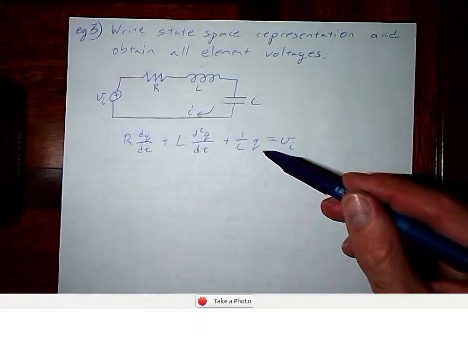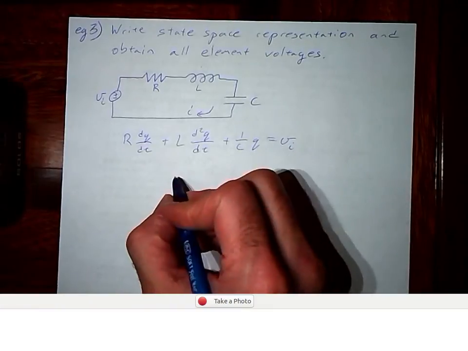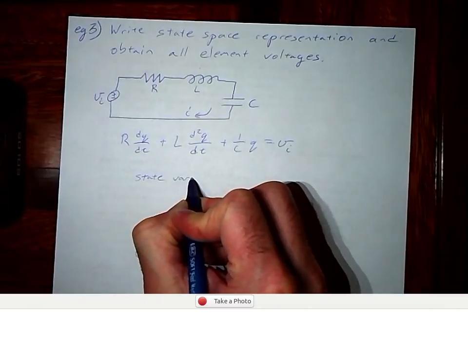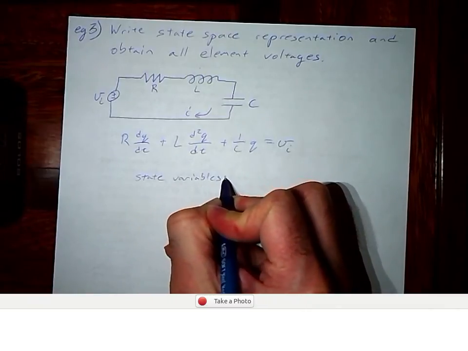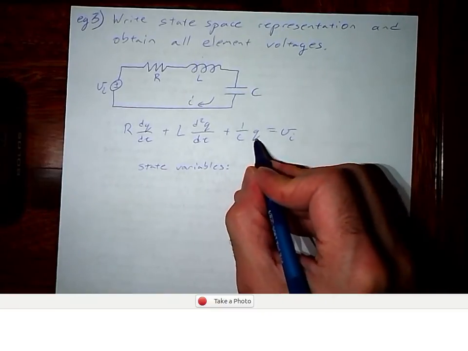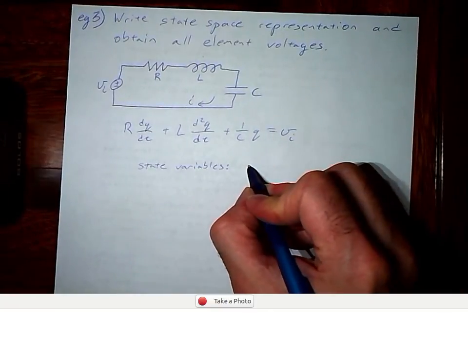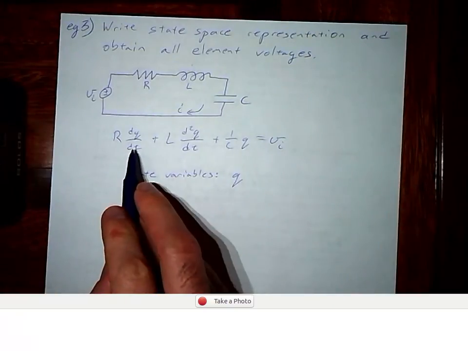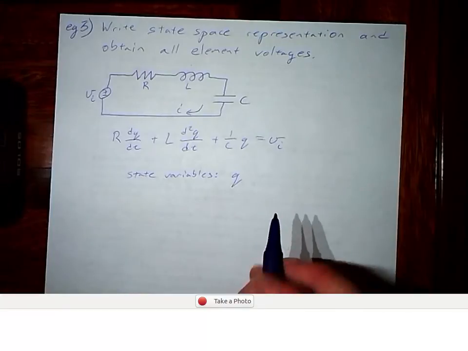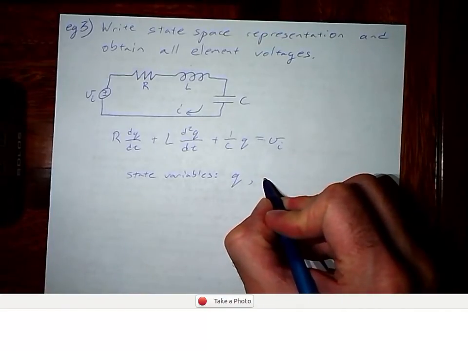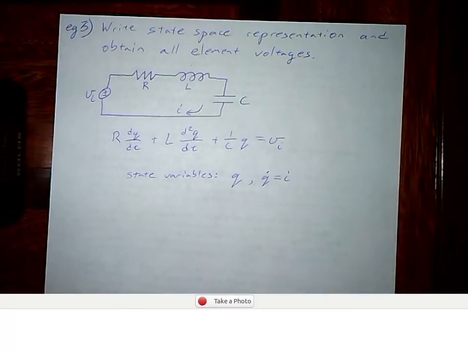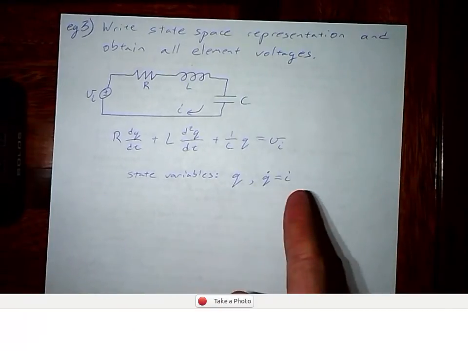Okay, so our state variables are those that have time derivatives in this differential equation. So we've got Q because we have Q dot, or time derivative Q, and then Q dot has its time derivative. And so our other state variable is going to be Q dot, which is equal to the current. So our state variables are the charge and the current.